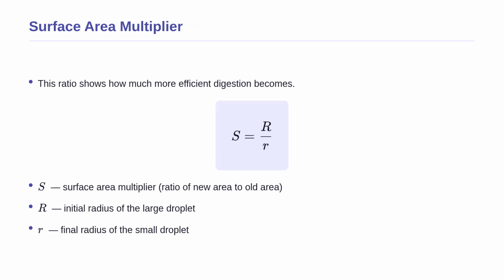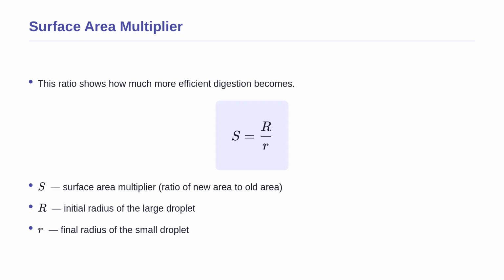Now that we know one drop becomes 1,000, we need to know how much the total surface area actually increased. We use a surface area multiplier called S. The formula is S equals capital R divided by lowercase r. Conceptually, this multiplier represents the ratio of the new total surface area to the old surface area. The symbol S is the multiplier itself, which has no units. Capital R is the large initial radius, and lowercase r is the small final radius.